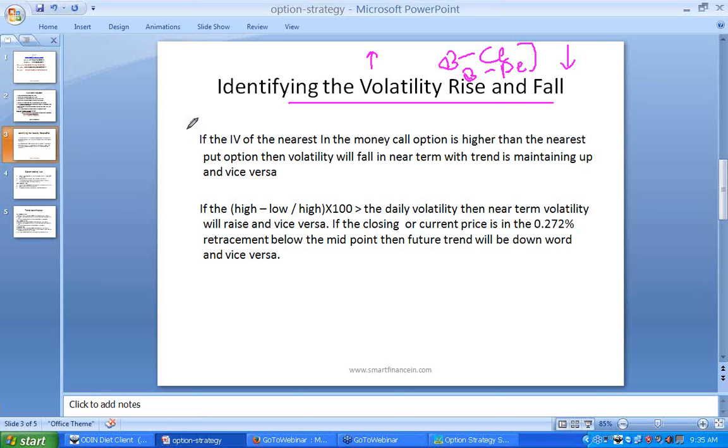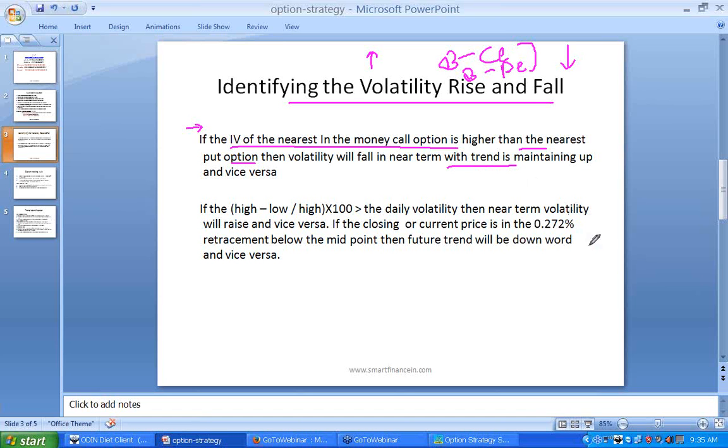The first rule for identifying the volatility rise and fall: if the IV of the nearest in the money call option is higher than the nearest put option, then the volatility will fall in the near term with the trend maintaining up, and vice versa. This is the first rule, from IV, by comparing together you are able to find out.